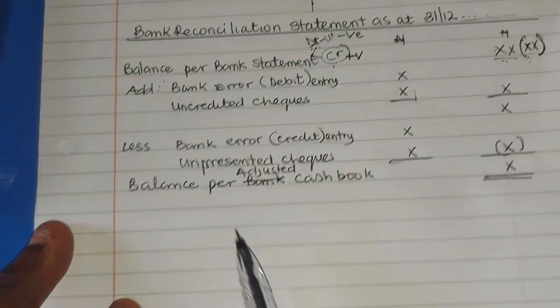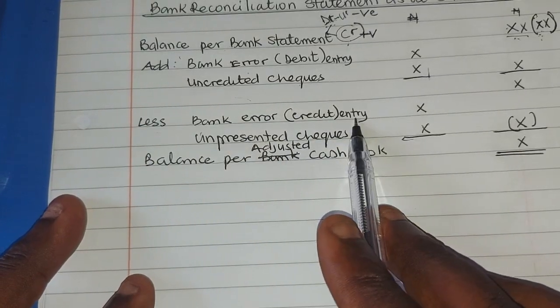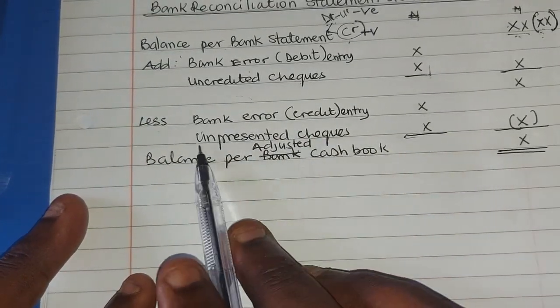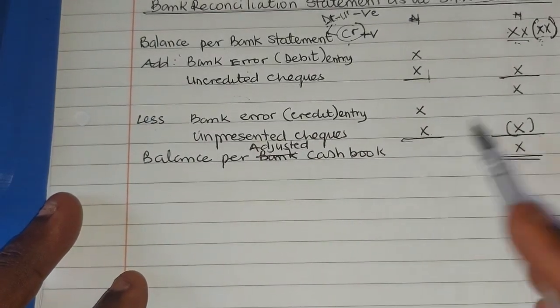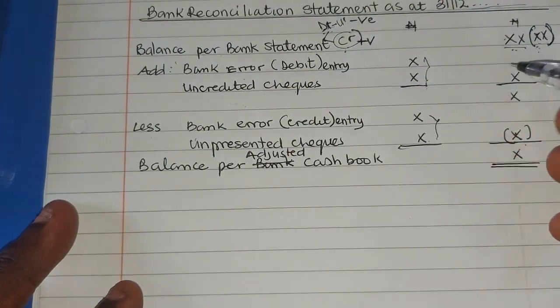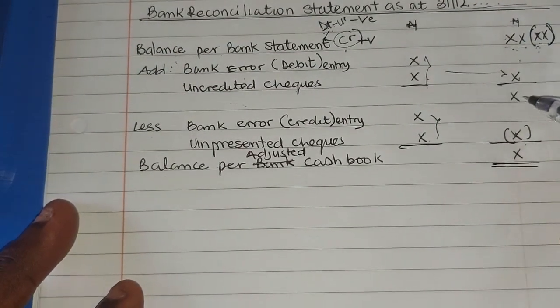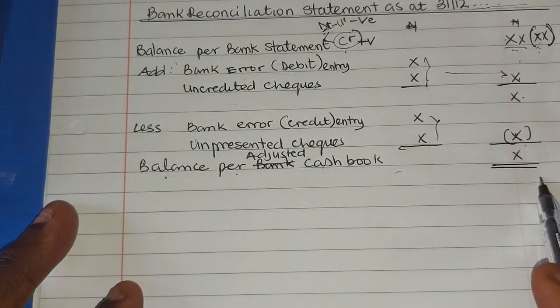All right, then we have bank error, credit entry will be subtracted. Unpresented check will also be subtracted. Then you add these two together. Just add these two together to give you this. Add these two together to give you this. Then you add this, get a figure. Then you have balance per adjusted cash book.